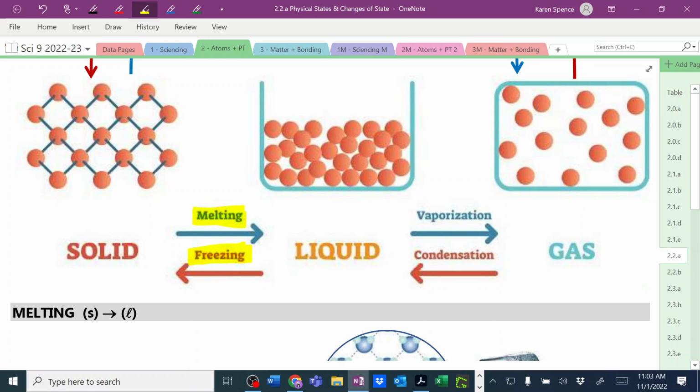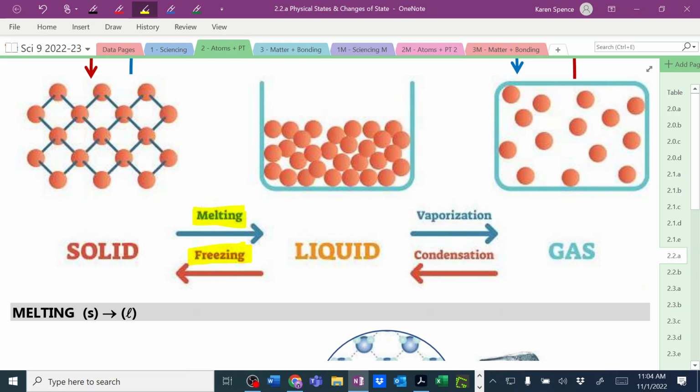Yes? It's actually going back and forth between the two states when it's at exactly 0 degrees. That's why sometimes you'll end up with sleet coming down. It's not really solid, it's not really liquid, it's sort of in between, right? You've got a mixture of both, with some of the molecules turning into solid and some of the molecules turning into liquid and going back and forth between those two states.